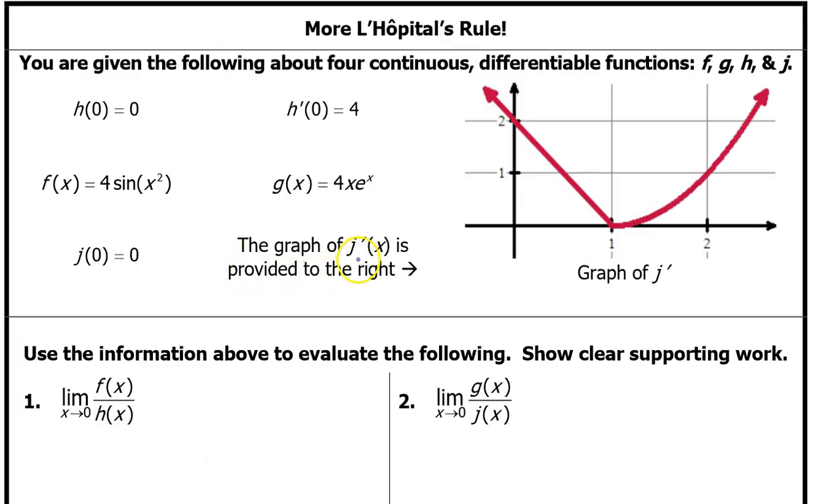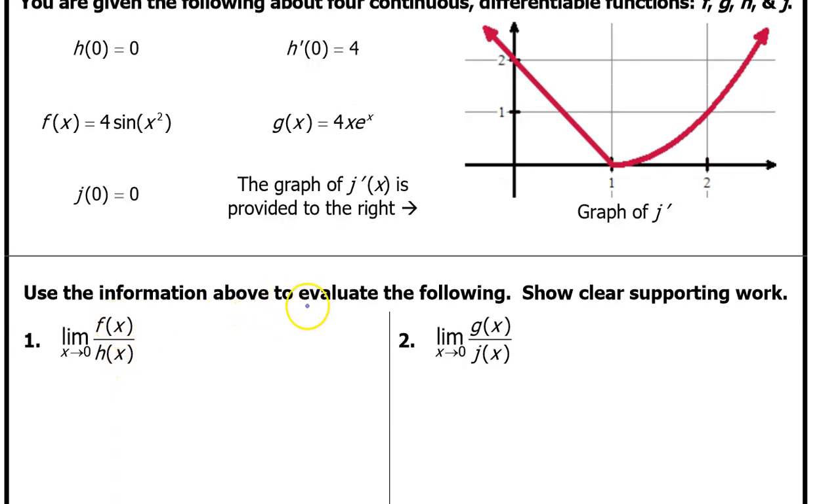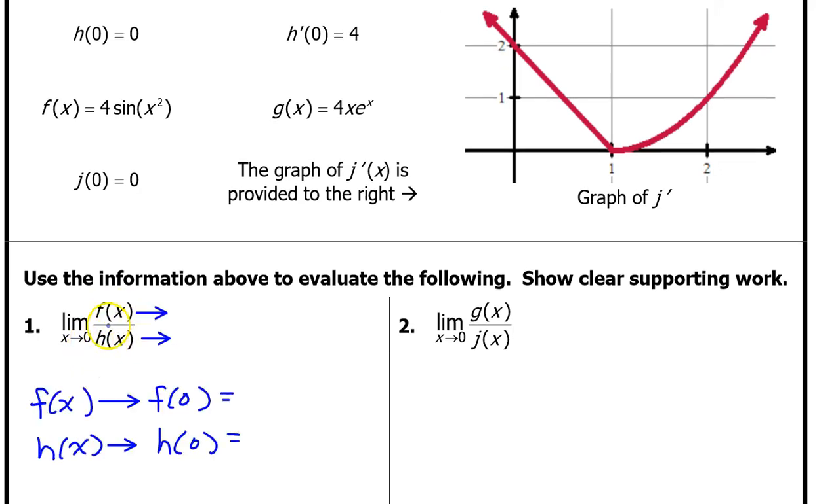Now I'm going to show you how to use L'Hopital's rule to find limits when given a variety of functions and derivatives, including the graph of j prime. This is a common type of problem for the AP exam. Use the information above to evaluate the following. Show clear supporting work. Number 1, find the limit as x approaches 0 of f over h.